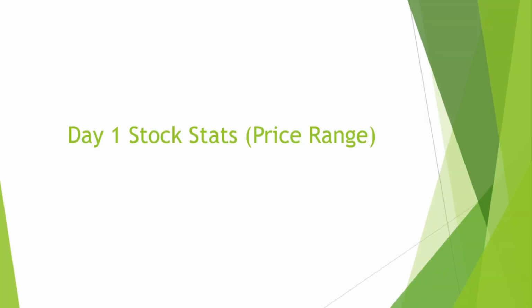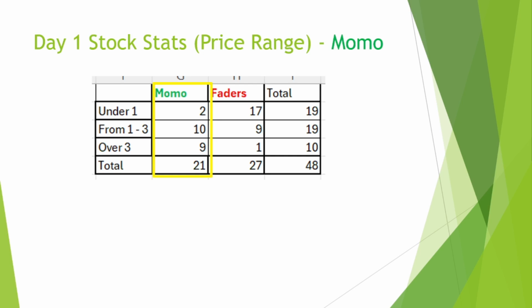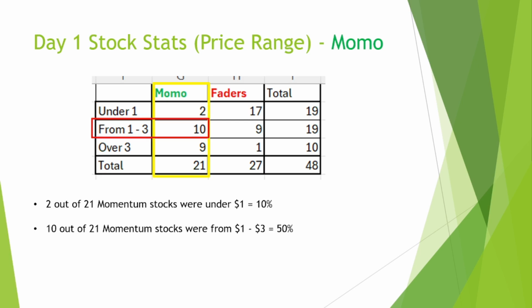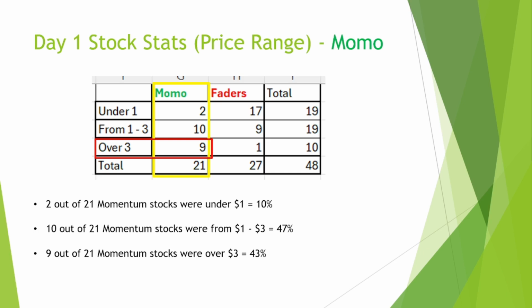Alright, so we're going to first start with the price range. We're going to start with the momentum stocks. So total this week was 21 momentum stocks that I categorized. Under $1, 2 out of 21 stocks that had momentum, so only 10%. 10 out of 21 came from $1 to $3, 50%. So 9 out of 21 came from over $3, 43%. So basically, all that being said, 90% of stocks opened over $1.